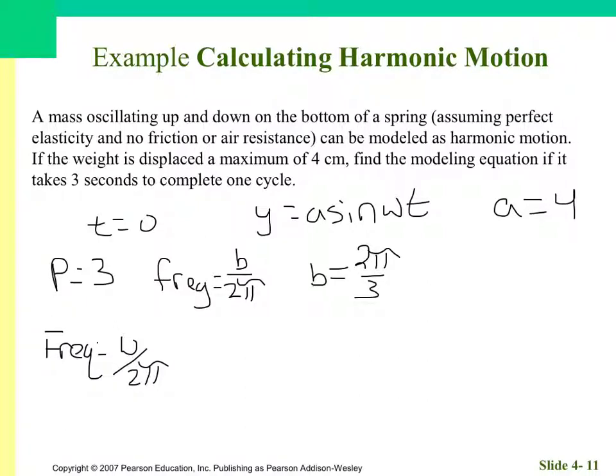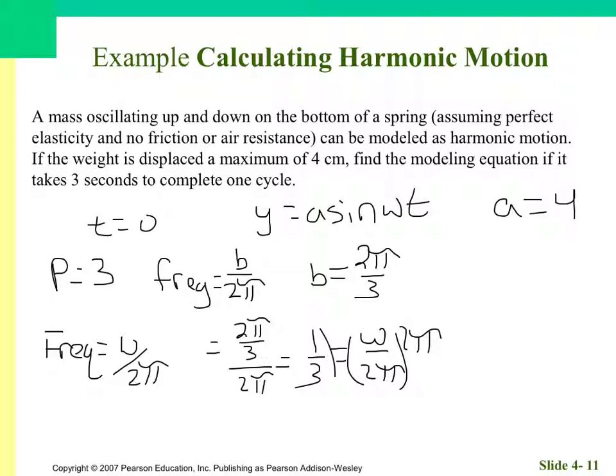Well, if we put that into here, you get 2 pi over 3 divided by 2 pi, which is 1/3. Okay? So the frequency is 1/3. So if we look, the frequency of this is equal to omega over 2 pi. So how would I solve that for omega? Multiply by the 2 pi. So I get omega equals 2 pi over 3.